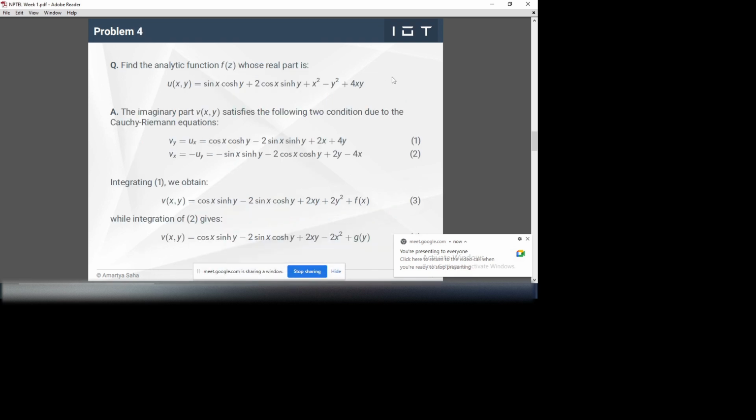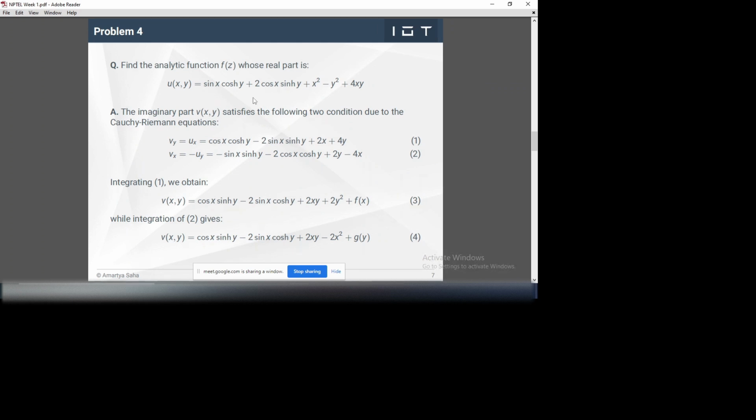And now we'll be doing a more involved problem. So we have to find an analytic function whose real part is given as this. Here we'll be making use of the Cauchy-Riemann equations mainly and integrating the partial derivatives. So these are the two main concepts involved.